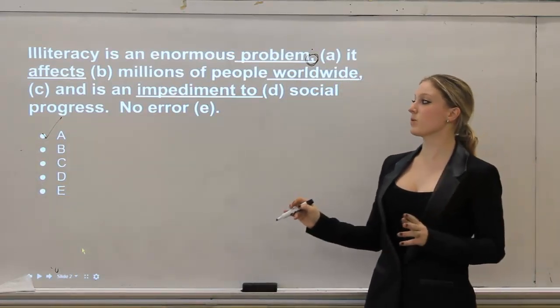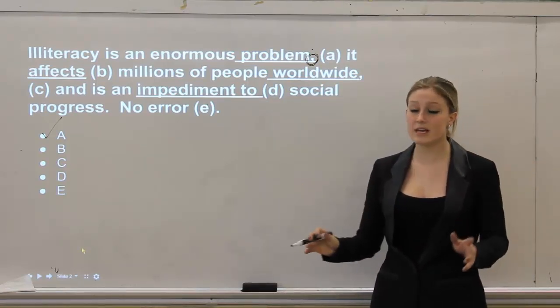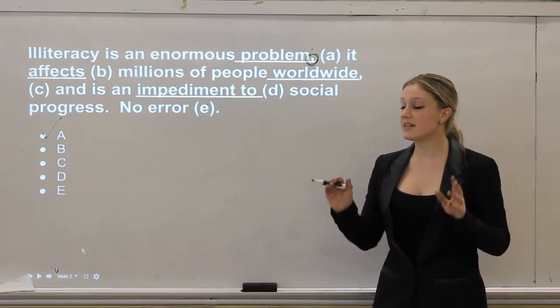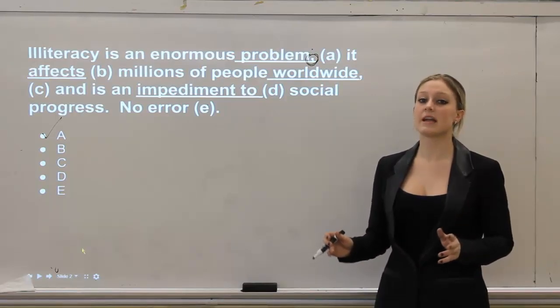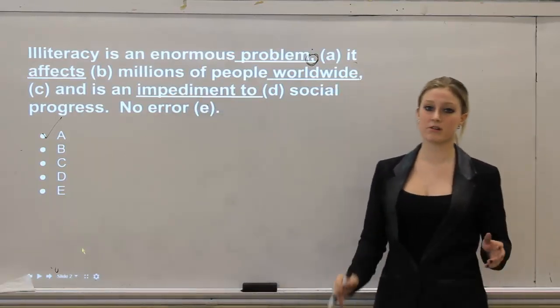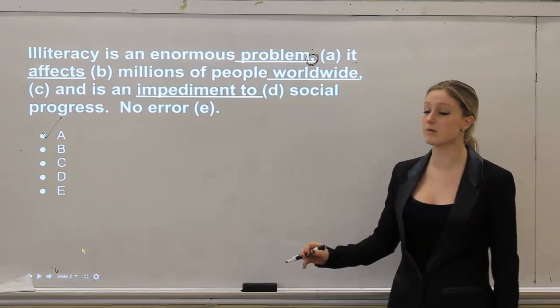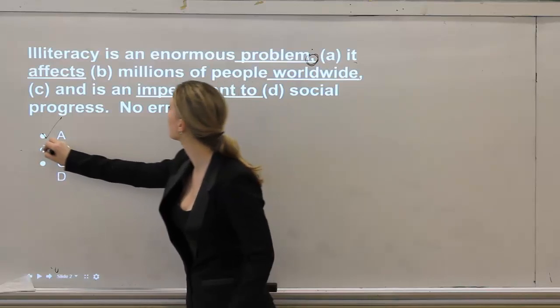In B, they use the word affects, which is easily confused with effects, which starts with an E as opposed to an A. The difference between affects and effects is that affects is a verb. So it affects means it's being used correctly because it's the verb form. This is where they try to trick you by making you confused. Don't fall for it, it's wrong.